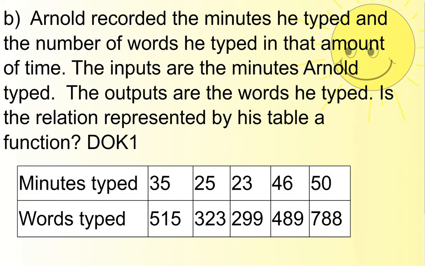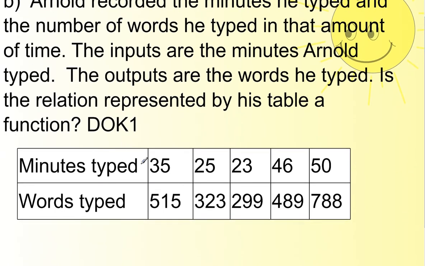Letter B. Arnold recorded the minutes he typed and the number of words he typed in that amount of time. The inputs are the minutes Arnold typed, and the outputs are the words he typed. Is the relation represented by his table a function? Okay, so we have a table here, and we have how many minutes he typed: 35 minutes, 25 minutes, 23 minutes, 46, and 50, and the amount of words he typed in that time.